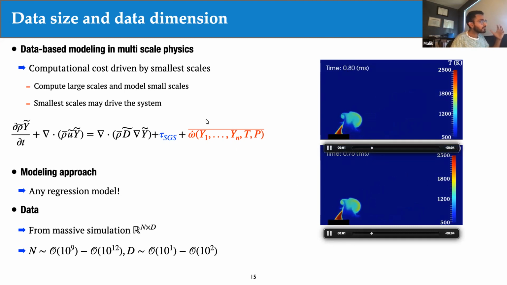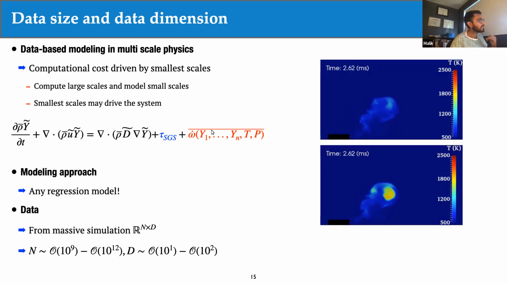So getting a good model of this unclosed term is really important. And so you could say, oh, that's easy. That's just a regression model that we have to use, and we should be good to go. So what people do is exactly that.